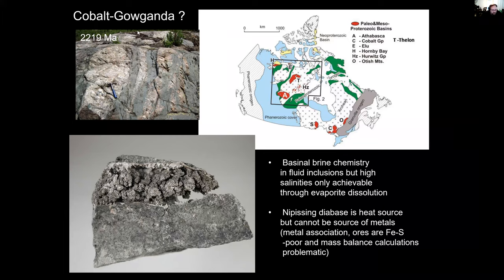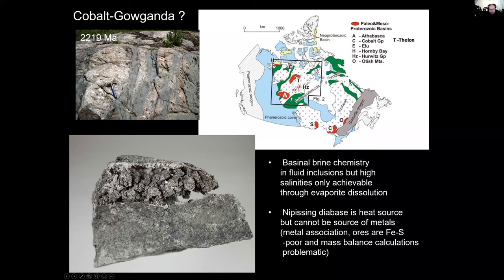This is a sample from my own collection here showing you where we've dissolved carbonate out. There are these quartz crystals along the margins. And so this is the first place we're going to look for hydrocarbons to see if we see the same temporal and textural relationships that we see in other deposits at, say, Eldorado and Great Slave Lake.